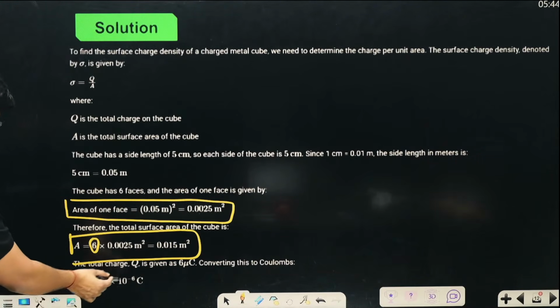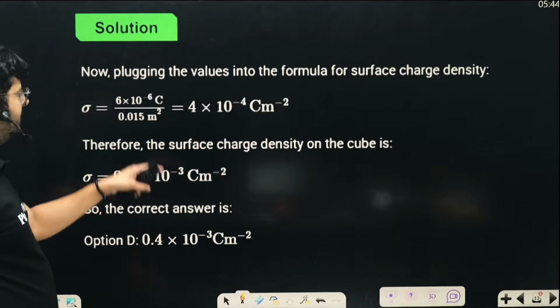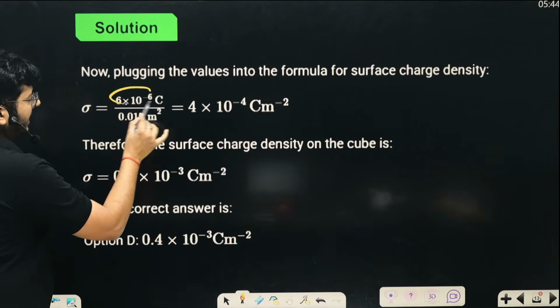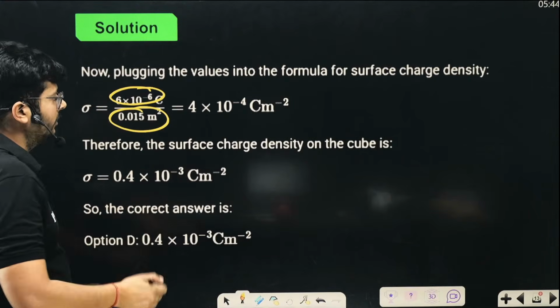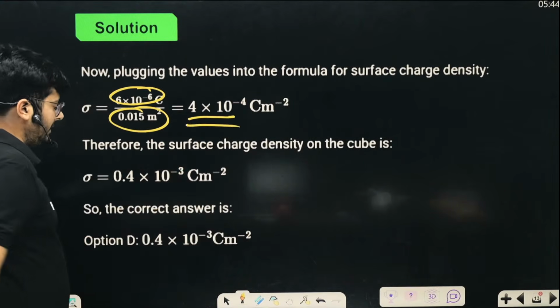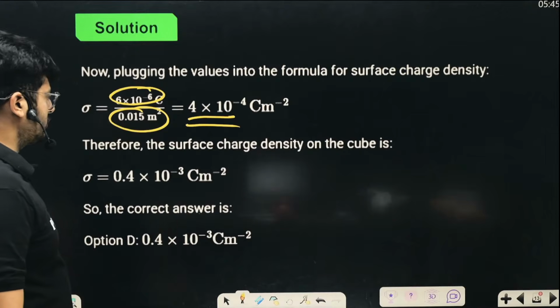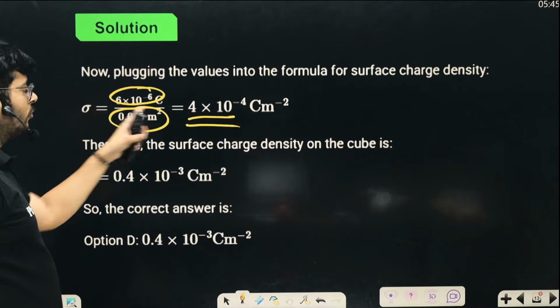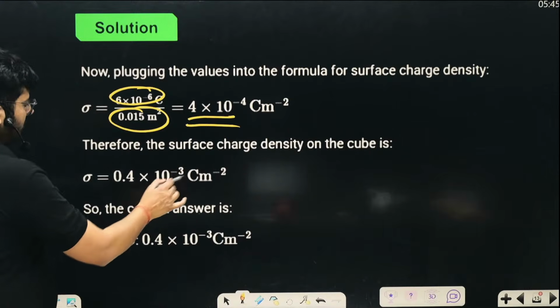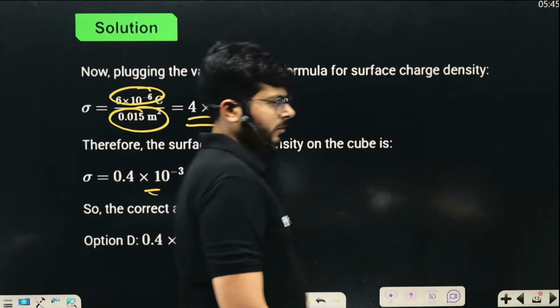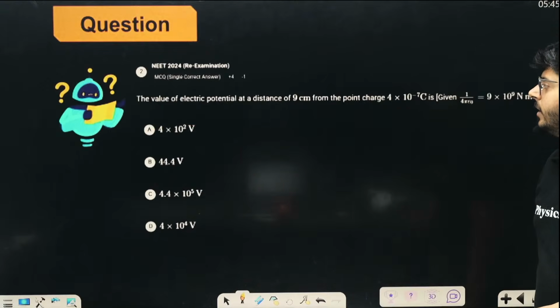And this was the available charge, 6 into 10 to the power minus 6. So what you have done is divide the charge by the total surface area of the cube, right? Once you do that, 4 into 10 to the power minus 4 is the answer. This is the surface charge density. Sorry, coulomb per meter square is the answer. So that is the surface charge density. All right. So now let's move on and talk about another numerical.